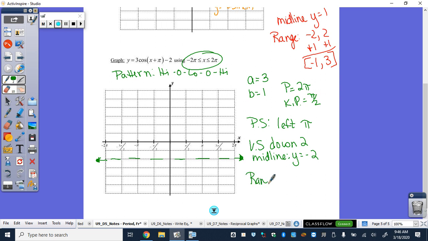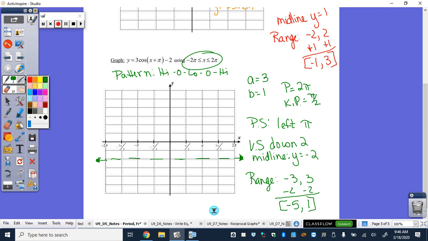Now the range. So negative 3 to 3, but minus my 2 means my range is going to be negative 5 to 1. Okay. So we have gone left pi. So this whole curve is going to shift to the left pi. So now normally, in my normal cosine curve, this would be 0. I'll use radians. Pi over 2, pi, 3 pi over 2, and then 2 pi. But everything's been shifted to the left pi. So it's been shifted to the left 180.